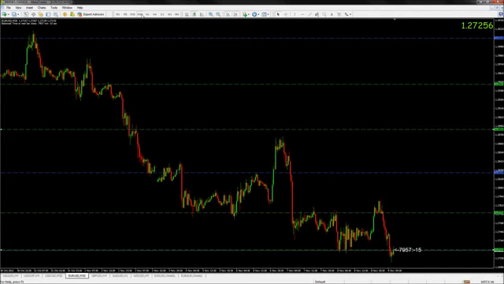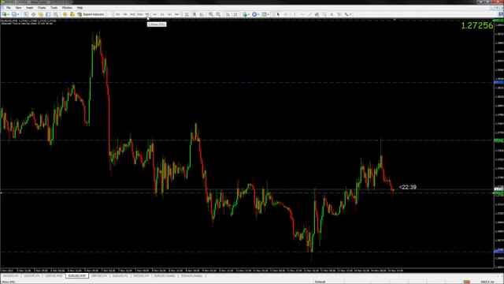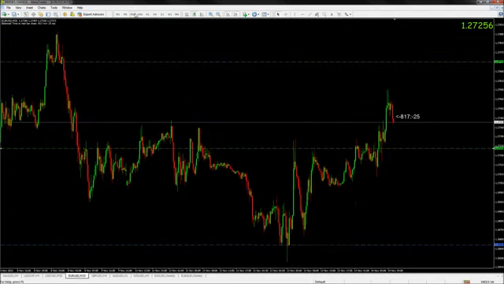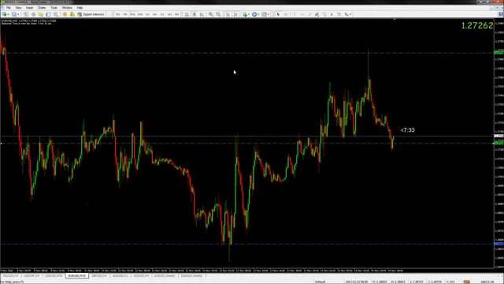30 minute still looks good. Yep, still looks good in the 30 minute. Drop back to the 15 minute. Yep, still looks good. Okay, now that we're on the 15 minute, we'll look at the chart.